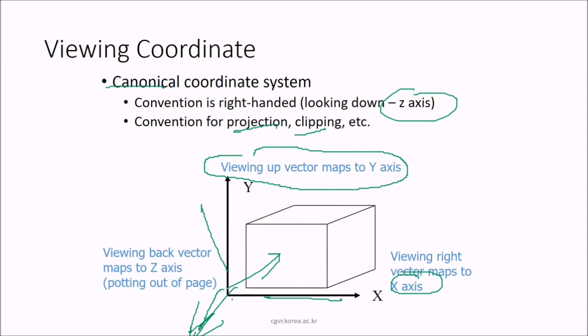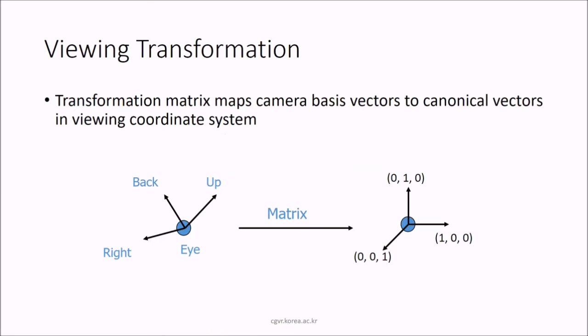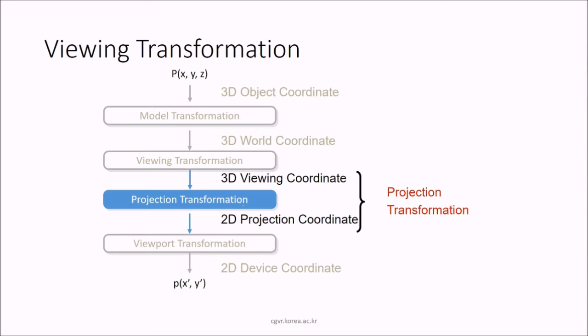Viewing back vector. This maps to the z-axis. That is the plotting out of the edge. So now this viewing transformation, the transformation matrix maps the camera basis vectors to the canonical vectors in the viewing coordinate system. So we have seen what is up, where is the eye, where is the back, where is the right. Now we can convert it into a certain matrix. Now we can get the values like this.